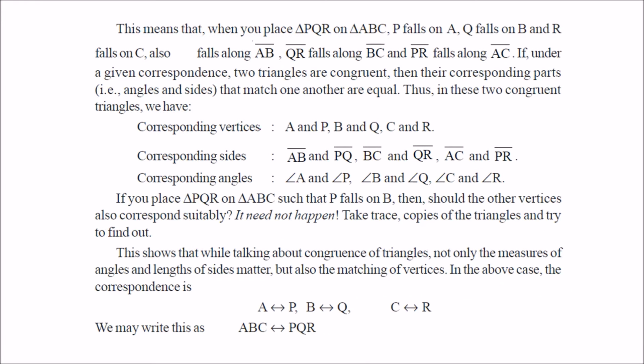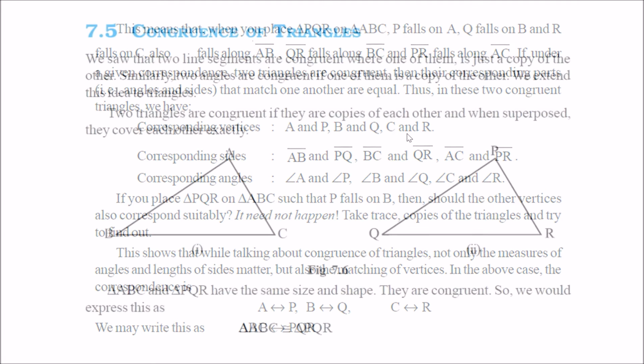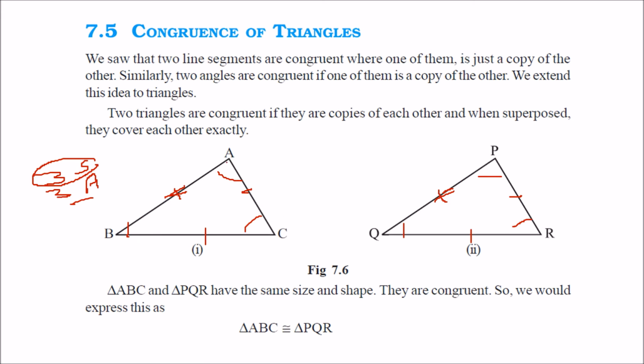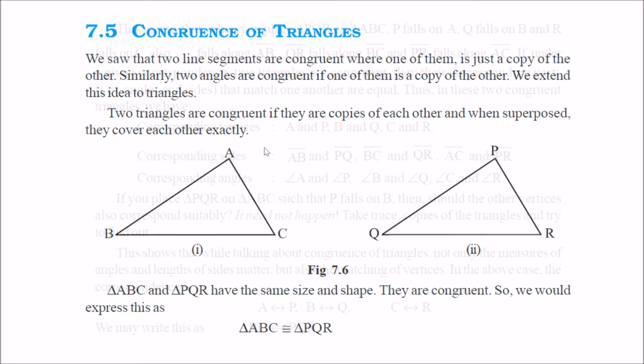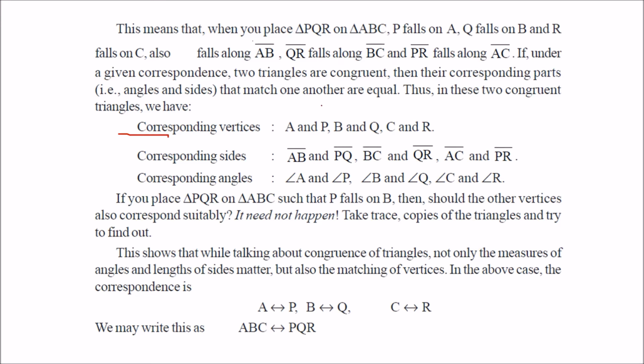So what we talk about here is, there are 3 vertices, right? First we have to correspond the vertices. When we are talking about A, which one of this A corresponds to this figure, may it be P, Q, R. So let us see. A is corresponding to P, B is corresponding to Q, and C is corresponding to R. So we write like this: A is corresponding to P, right? Then we can say these are the vertices. So the corresponding vertices are like this: A to P, B to Q, and C to R.